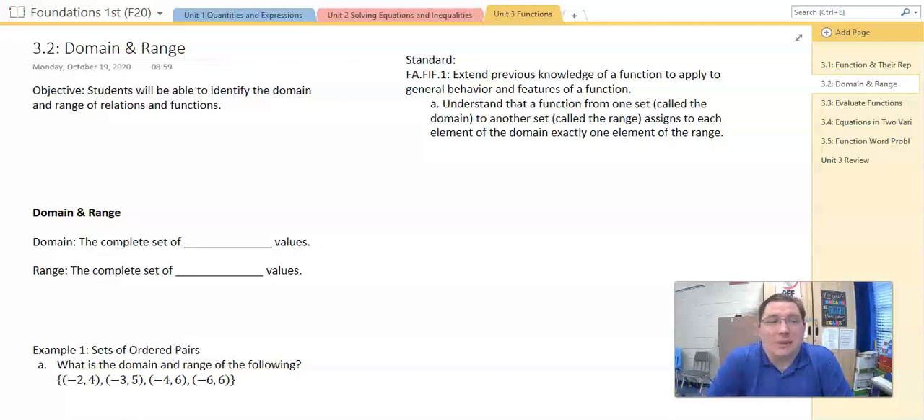Hey there, y'all. Today we're going to look at 3.2 on domain and range. In this section, you're going to be able to identify the domain and range of relations and functions.